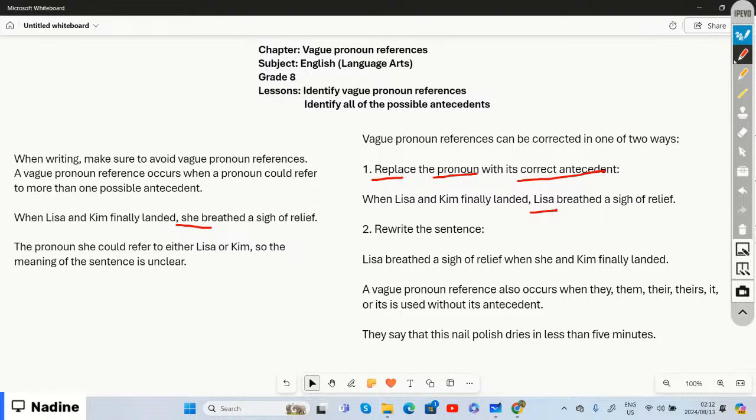Or if we want to correct our pronoun reference, we can also say, Lisa breathed a sigh of relief when she and Kim finally landed. So now we are rewording that specific sentence by first identifying the person who is doing the action.